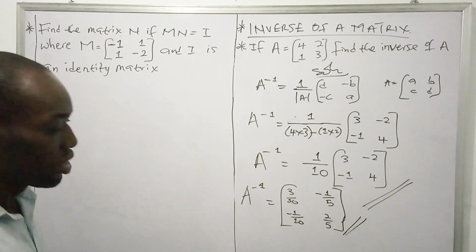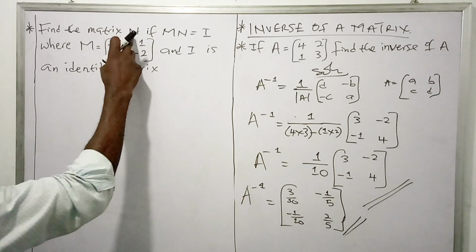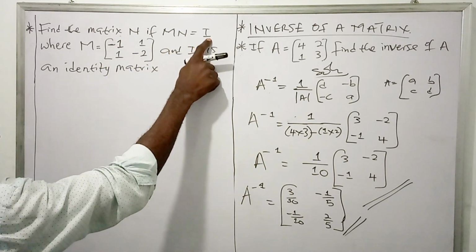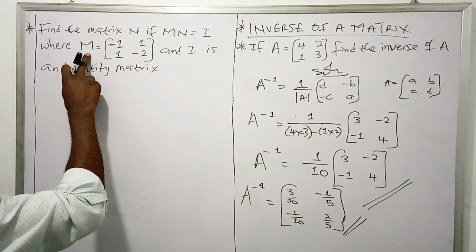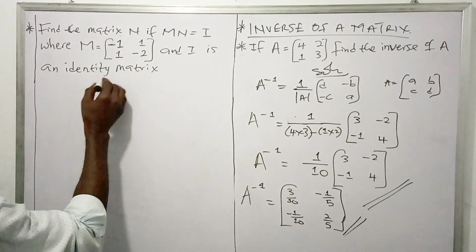Now let's see question 2, still on inverse. We're told that we should find the matrix N if MN is equal to I, which is the identity, and the matrix M has these entries.